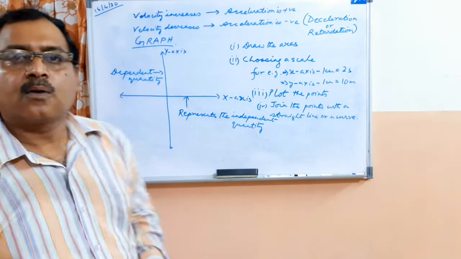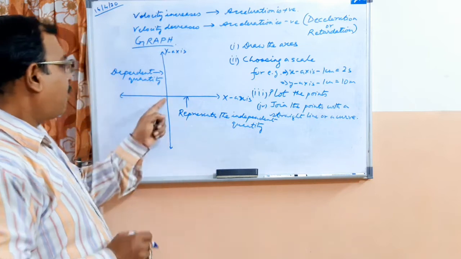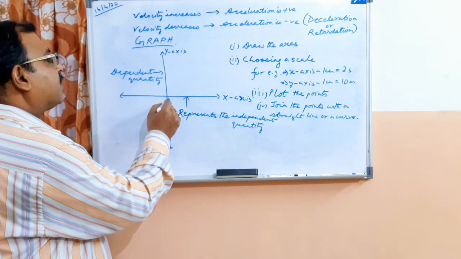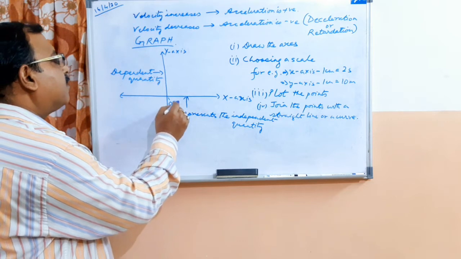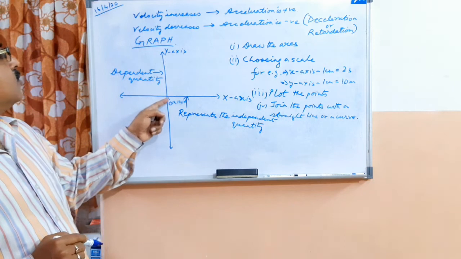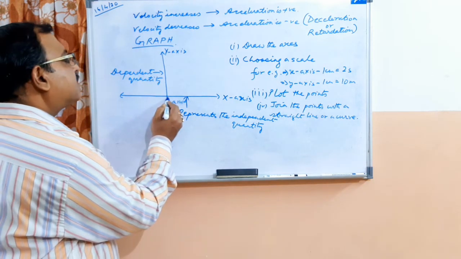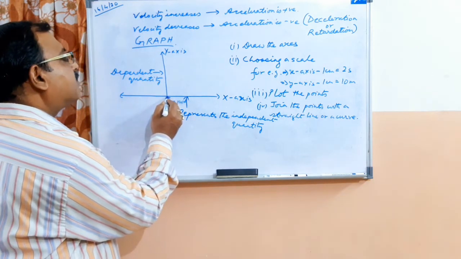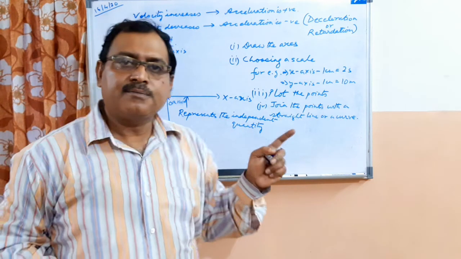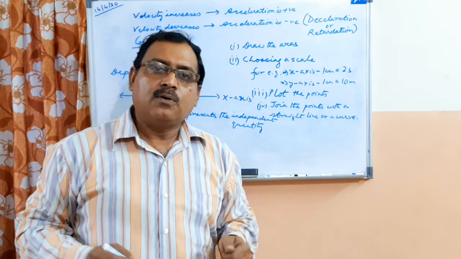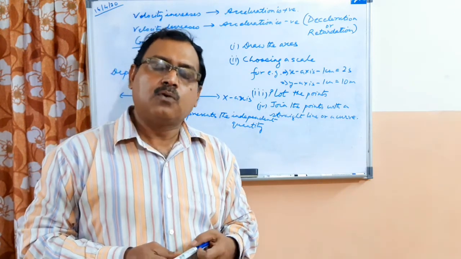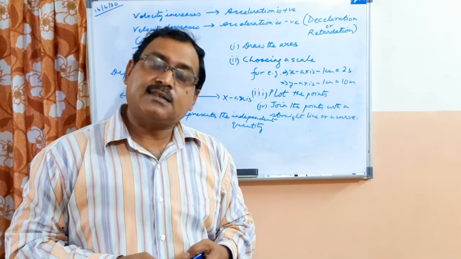The point where the x and y-axis intersect, that is called as the origin. Clear? So this point where the x and y-axis intersect with each other, this point is called as the origin. Clear, children? So now the first graph that we will do is distance time graph.